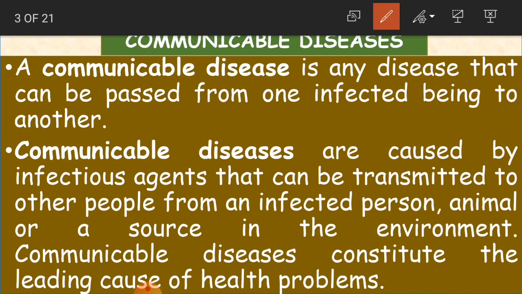Okay, and communicable diseases are caused by infectious agents, and that is going to be transferred from an infected person to another person. These infectious agents may be an infected person, an animal, or a source in the environment. How do we get communicable diseases, children? Through an infected person, an animal, or a source in the environment. A source in the environment is like our air, water, food. Even these also cause communicable diseases. Okay, and communicable diseases constitute the leading cause of health problems.